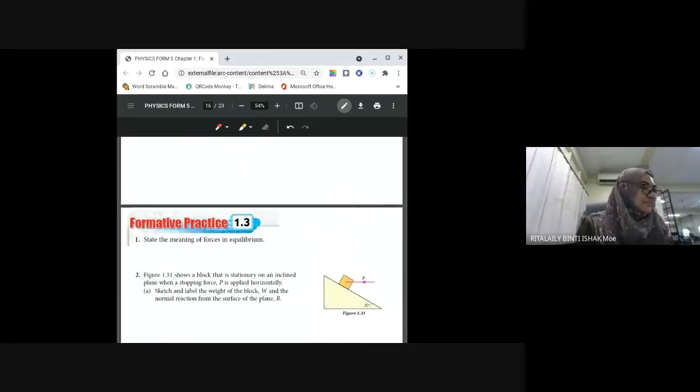Happy everybody. Okay, so let's look at formative practice 1.3, page 23.